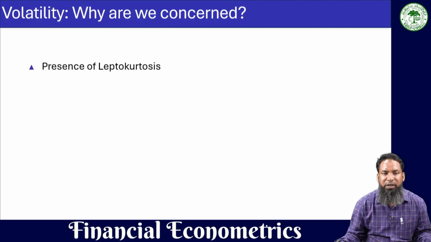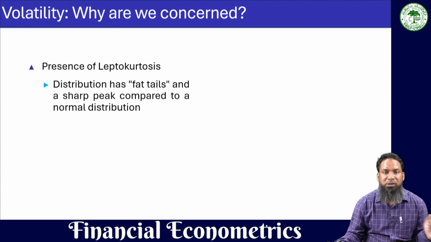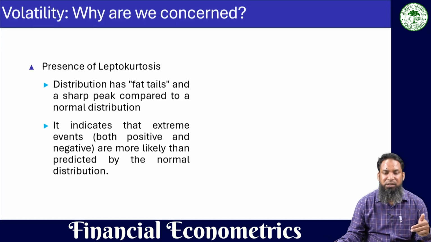For example, let us say there is leptokurtosis. What is leptokurtosis and what implications does it have? We know that a distribution is leptokurtic if it has fat tails and a sharp peak compared to a normal distribution. It indicates that extreme events, positive or negative, are more likely than predicted by a normal distribution.